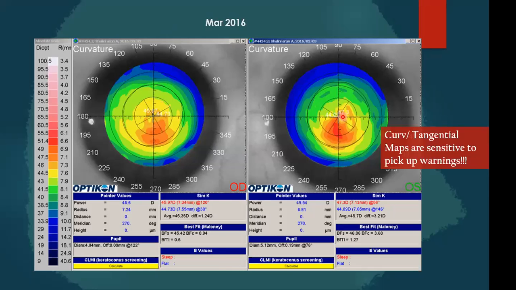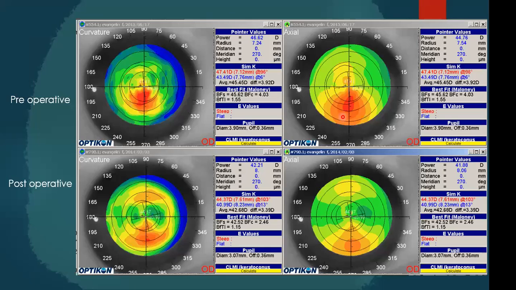This is another patient that I want you to also understand how the axial and the curvatural map looks. So this is an axial map which will give us a more rounded image, a more averaged out image. It will look more regular, whereas this is the curvatural map which will be a little irregular in shape because it will actually pick up the curvature of each and every point. So this is a keratoconus patient. This is a pre-operative picture, and this is a post-operative picture of the same patient.